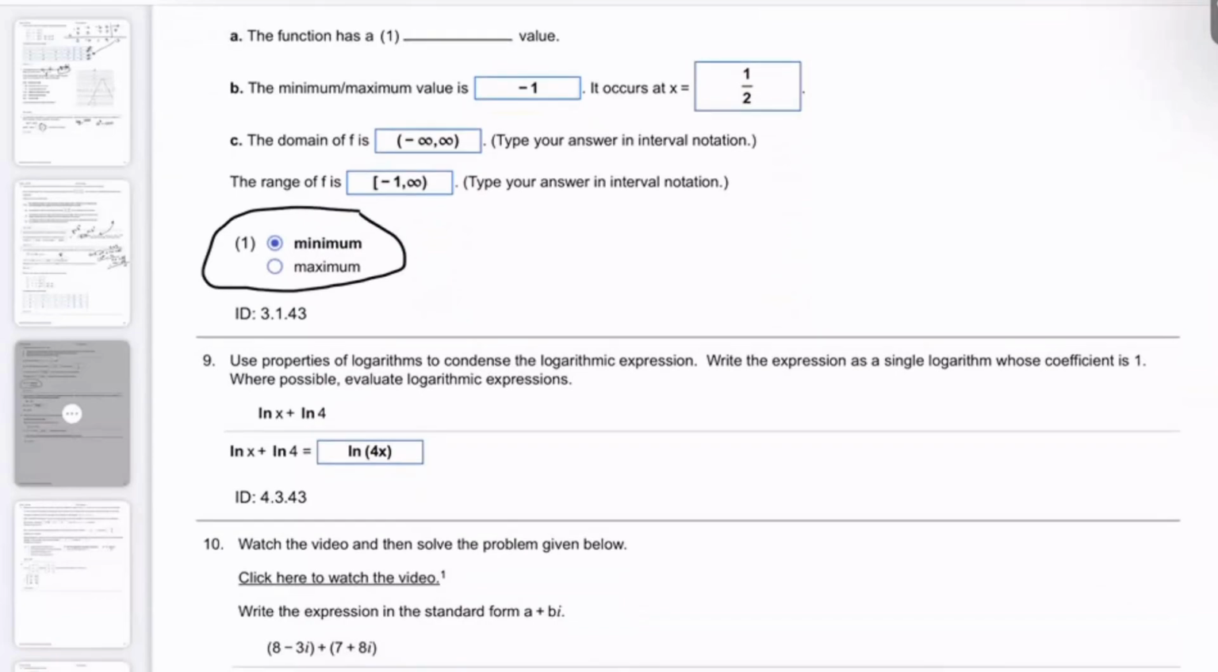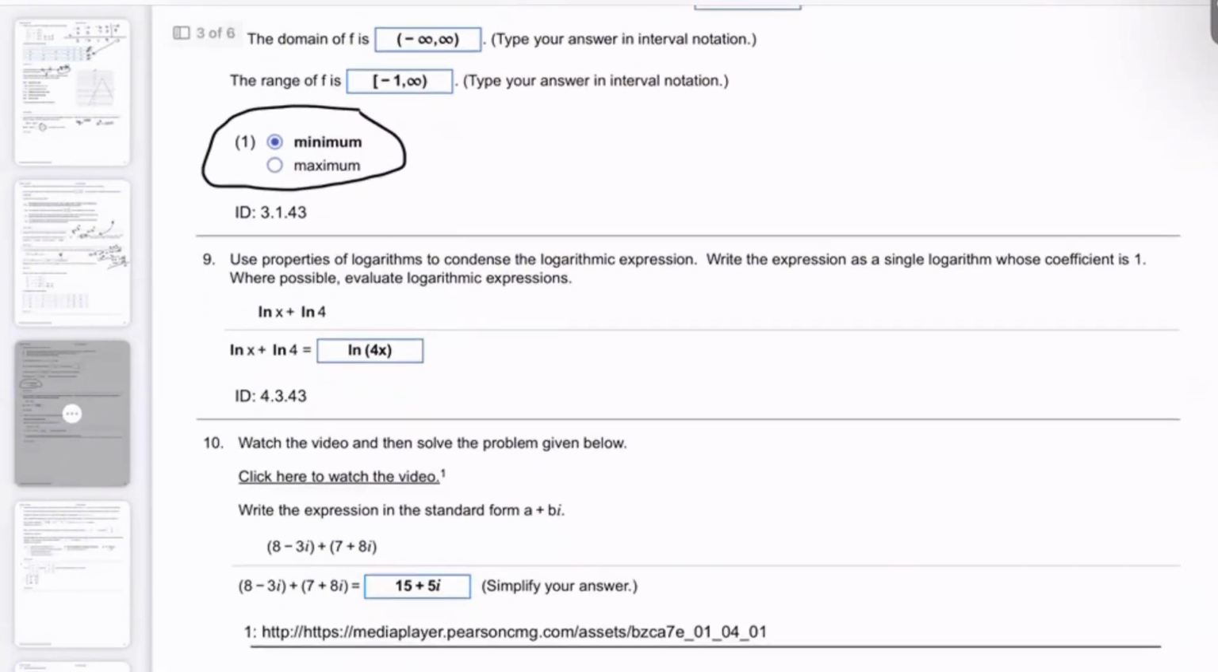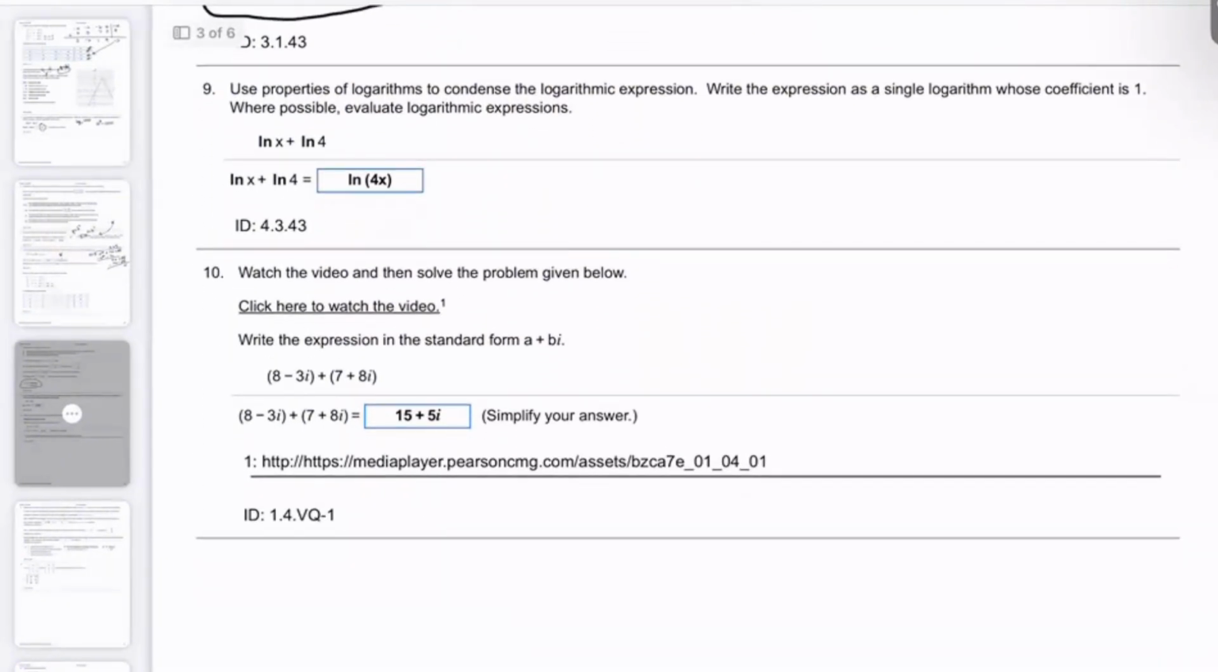For this one, just use the properties of logarithms. So you know when it's addition here, you just multiply. For this one, you're just adding the like terms. So 8 plus 7 is 15, and then negative 3i plus 8i is 5i.